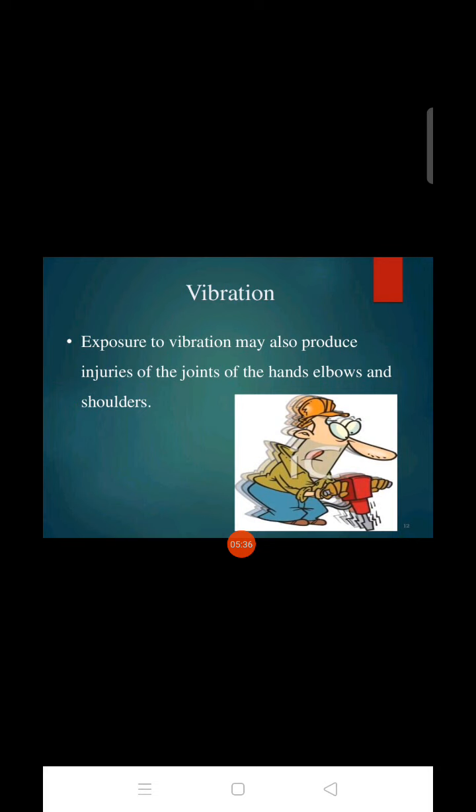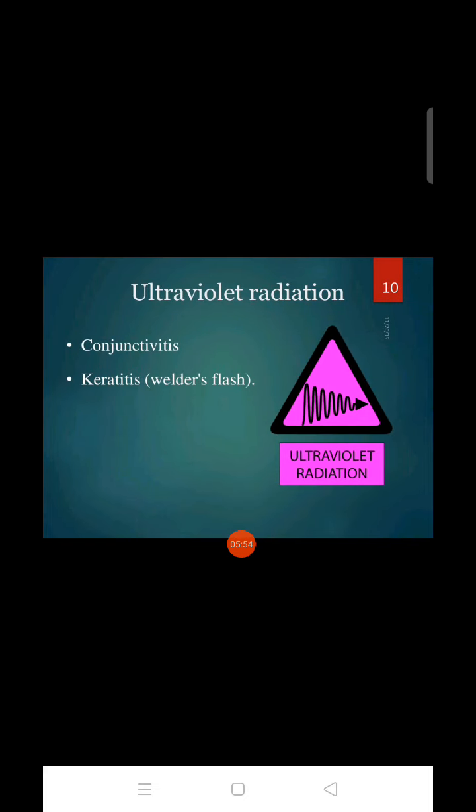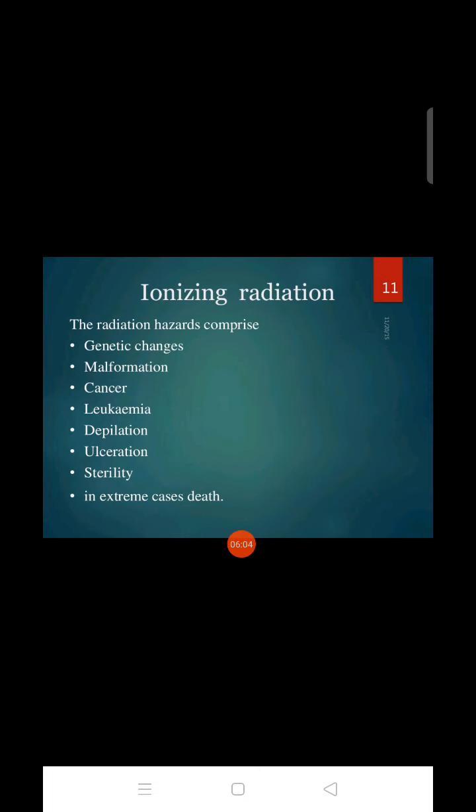Next, vibration. Exposure to vibration may produce injury to the joints of the hand, elbow and shoulders. Next is ultraviolet radiation, which causes conjunctivitis and keratitis, known as welder's flash.